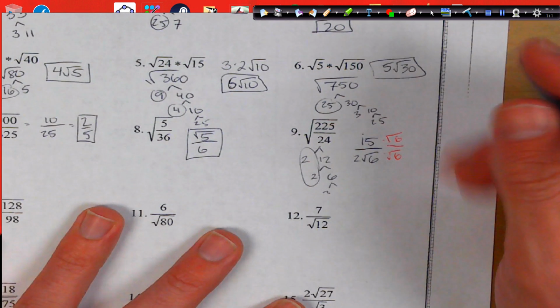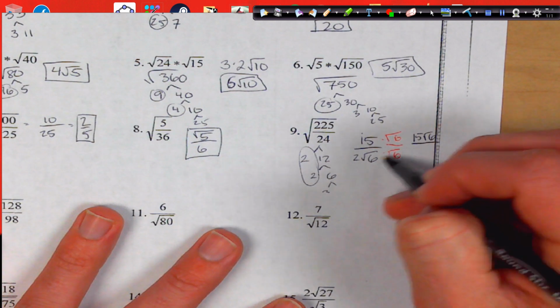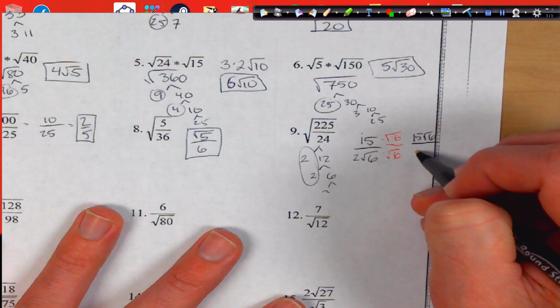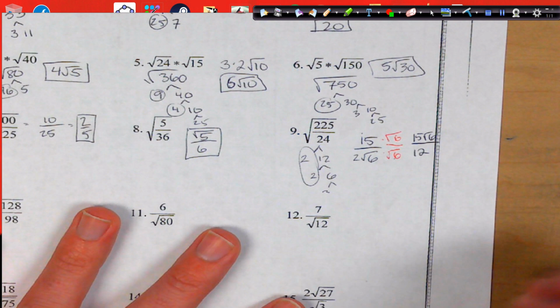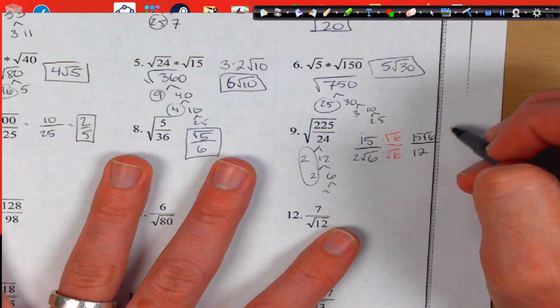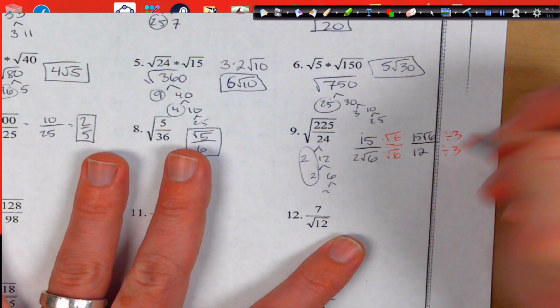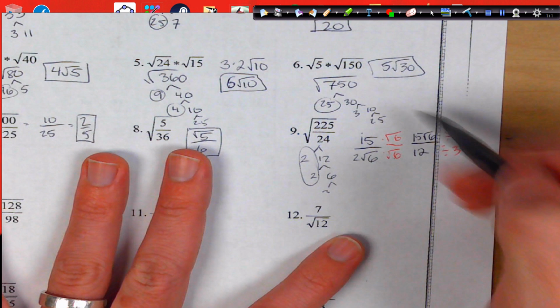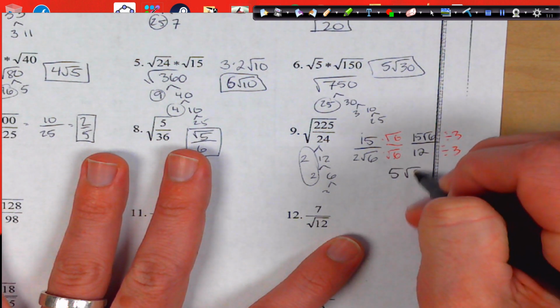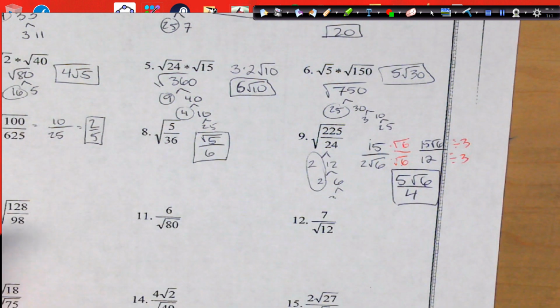So we're going to get 15 rad 6 over, and this is going to be 6 times 2, which is 12. So we get 15 rad 6 over 12. And what goes into 15 and 12 should be 3. So we're going to divide top and bottom by 3. And that's going to give us 15 divided by 3 is 5 rad 6, and 12 divided by 3 is 4. So we should get 5 over 4 rad 6 as our final answer.